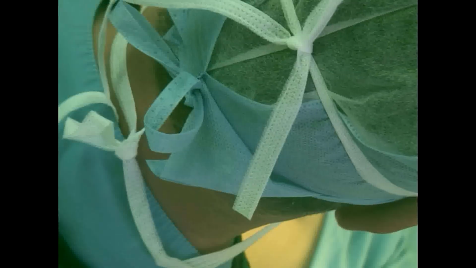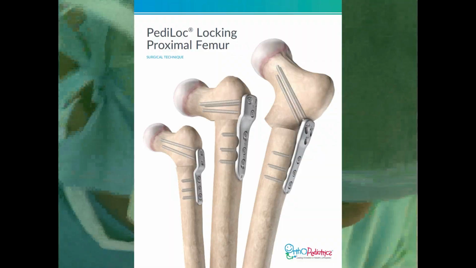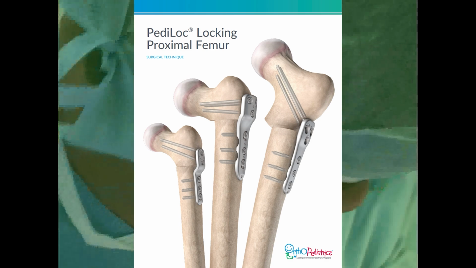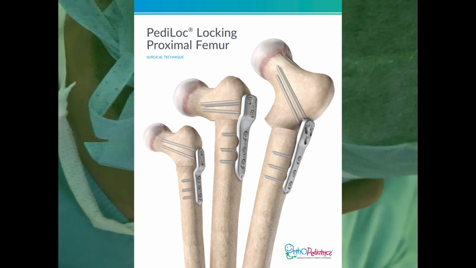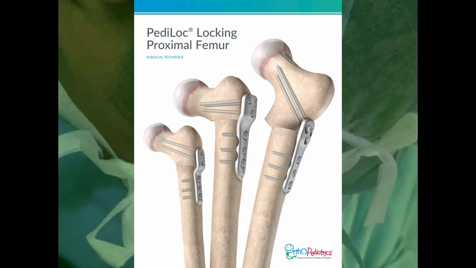Then we check whether there's tightness in his adductors, which is not uncommon in children with Perthes disease. In this child, I felt he was a bit tight. I cannot achieve much abduction. Bearing in mind that doing a varus osteotomy is going to worsen his abduction contracture, I plan to do an adductor tenotomy on him at the end of the procedure. My favorite fixation device is the Pediatric locking proximal femoral plate from Orthopaedics.